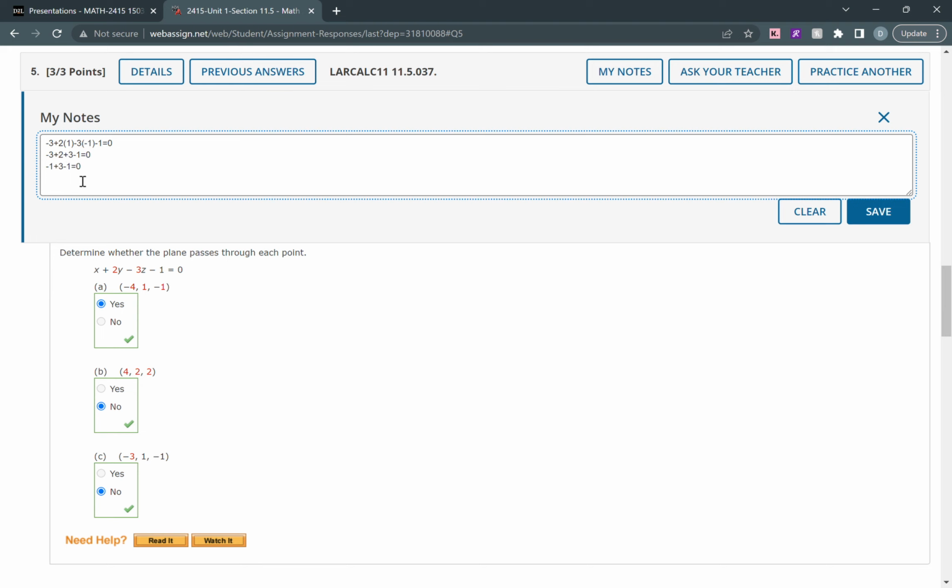So -1 plus 3 would equal +2, of course. And then 2 minus 1 would equal 1, so it wouldn't equal 0. So, of course, no. The plane does not pass through that point either.